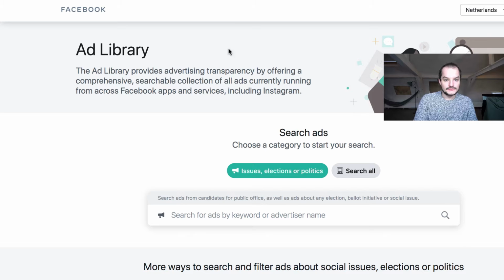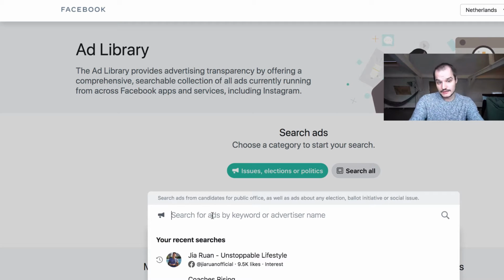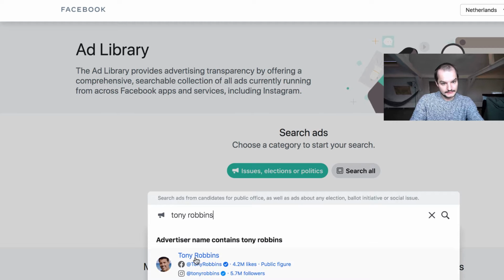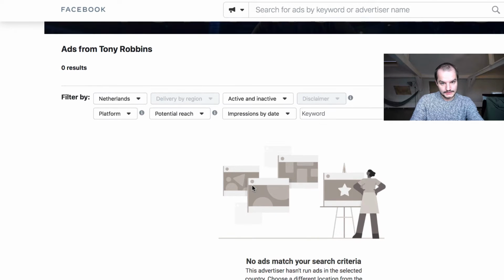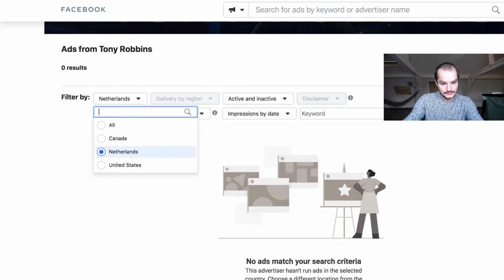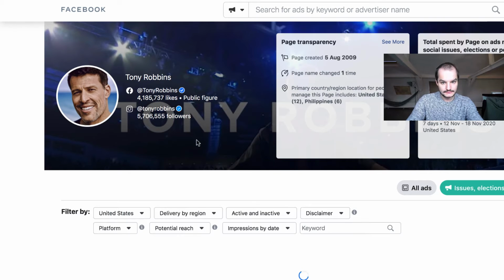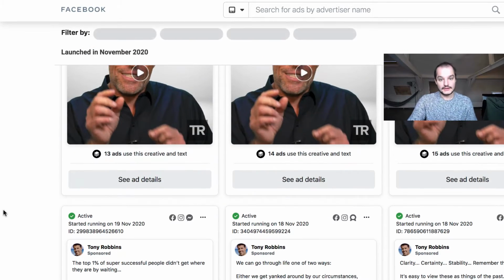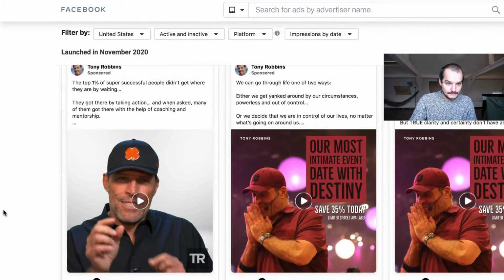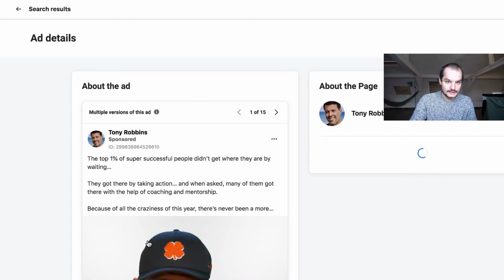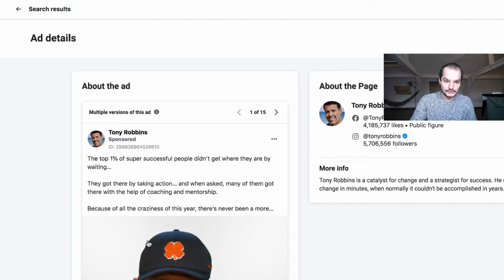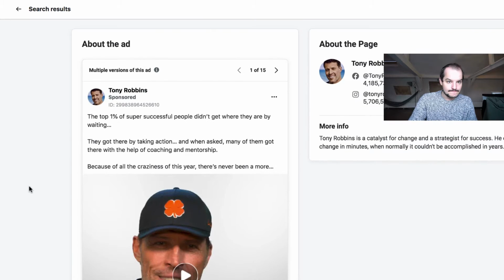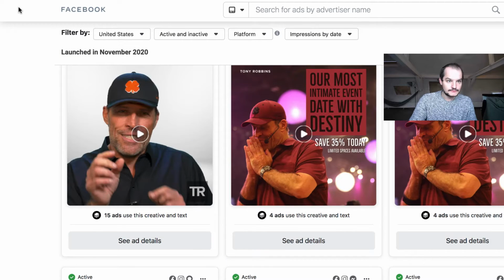The other one is the Facebook Ads Library. You can actually look at what other people are advertising. So let's do Tony Robbins, and then, for example, United States. All ads. You can literally see this ad here. This way you can also do some research on your competition. So that's pretty cool.